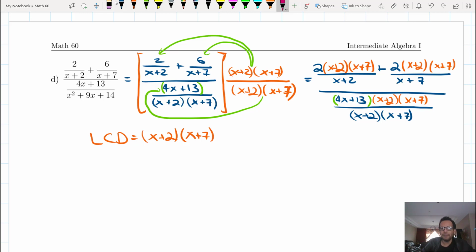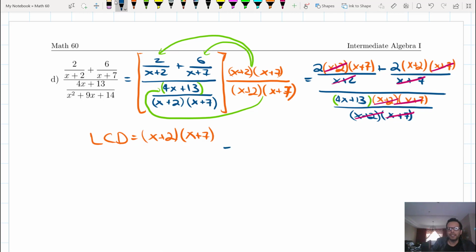So, in the numerator, on the first fraction, notice we can divide out an x plus 2. In the second term, we can divide out an x plus 7 with x plus 7. And the most interesting part right here in the denominator, x plus 2 goes away with x plus 2, x plus 7 with x plus 7. The whole thing goes away here. So what are we going to be left with?